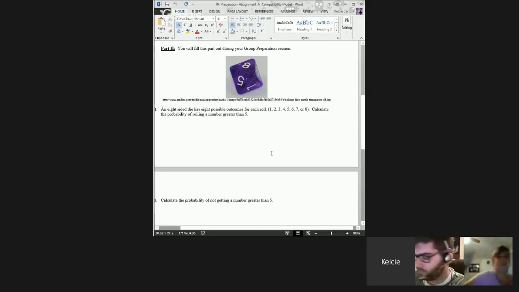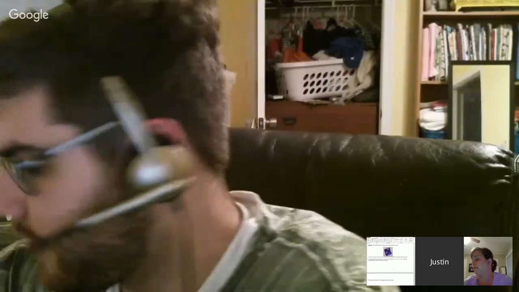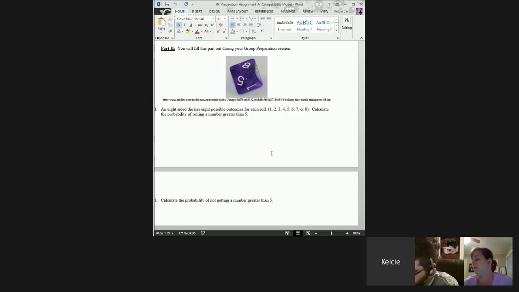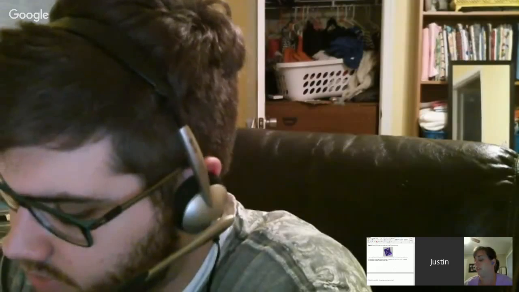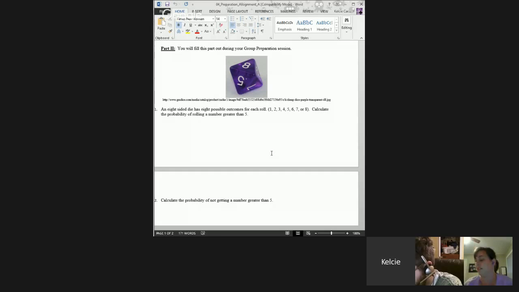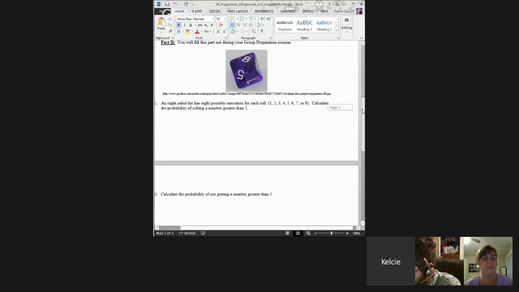In the 8-sided dice, 8 possible outcomes for each roll. Calculate the probability of rolling a number greater than 5. So that'd be 6, 7, and 8. So that'd be 3 out of 8 chances. So 37.5. That's what I got. So there's a 37.5% chance that you'll get a 6, 7, or 8.